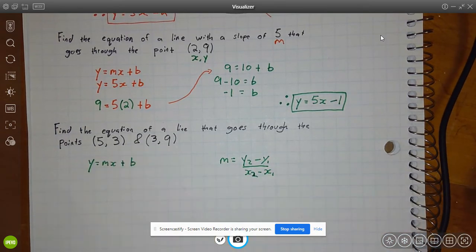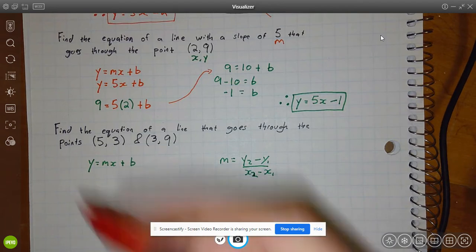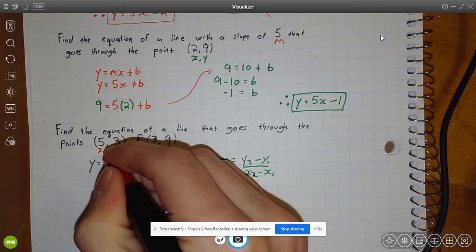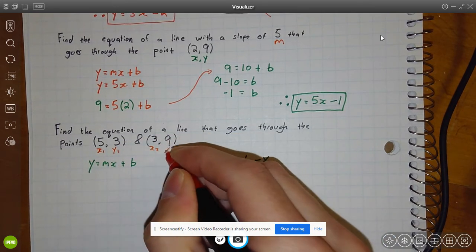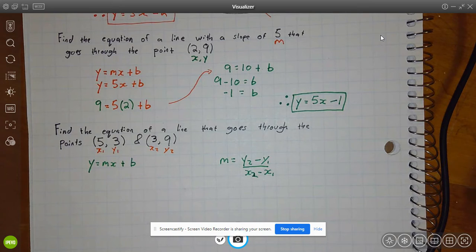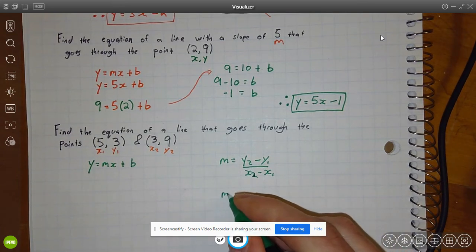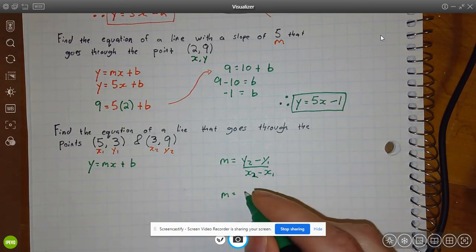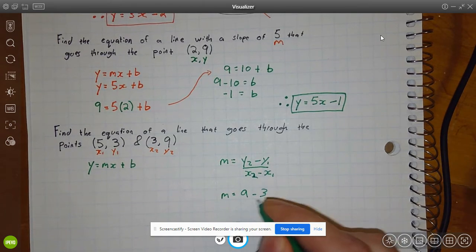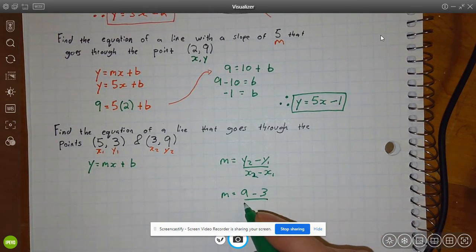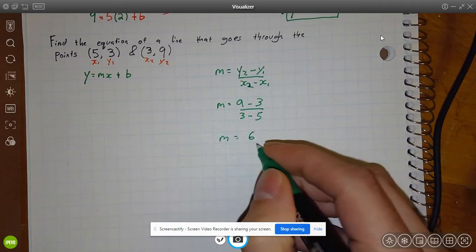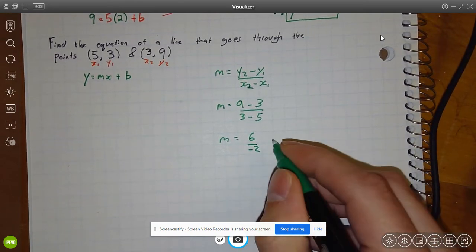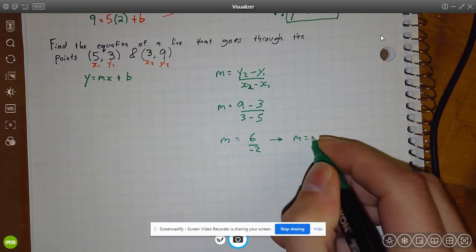So I also think it's a good idea to label our points. So here's our first point. So I've got an x1, y1. And here's my second point. I've got an x2, y2. And now to solve for m, I can just plug in this information. So y2 was 9, minus y1 was 3. x2 was 3, minus x1 was 5. So my slope will be 6 over -2. And if I reduce that, I've got a slope of -3.